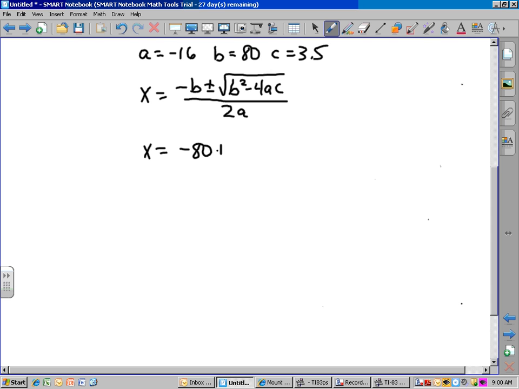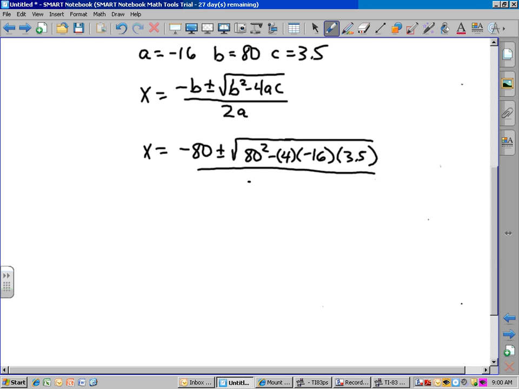Negative 80 plus or minus the square root of B squared, or 80 squared, minus 4 times A, which is negative 16, times C, which is 3.5, all over 2 times negative 16. Now we just need to reduce this.